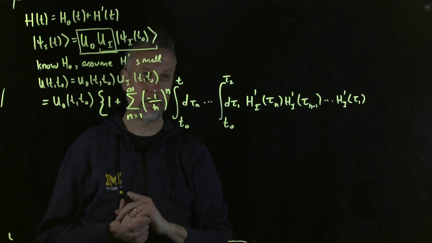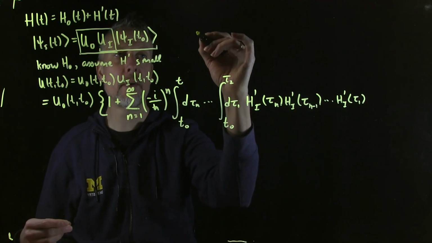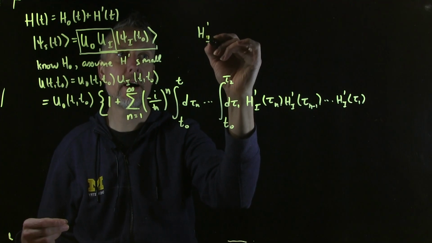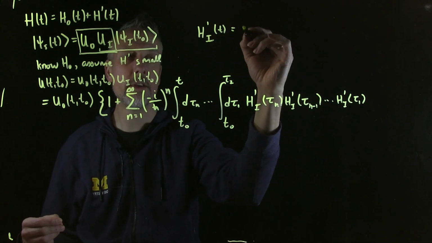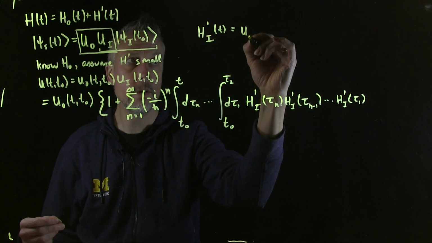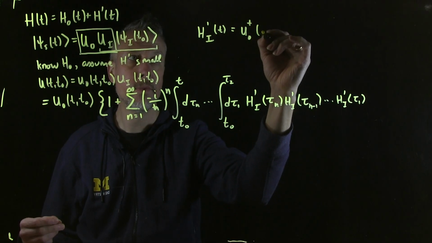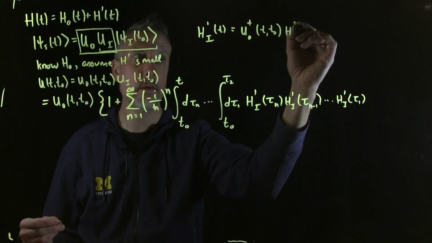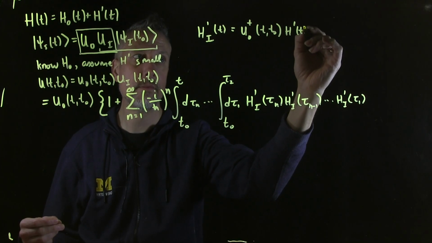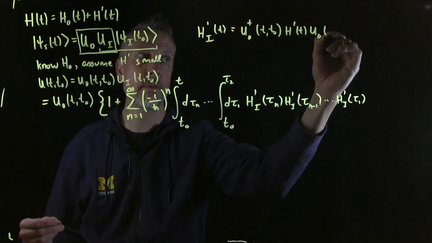All right, and what is H primed I again? Let's remind ourselves. So H primed I of t is equal to U naught dagger (t, t naught) H primed U naught (t, t naught).